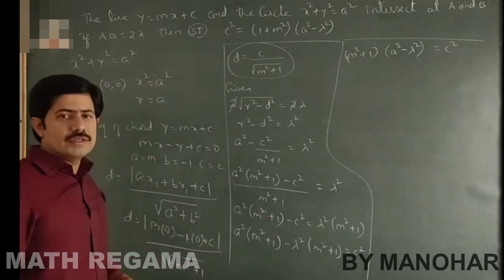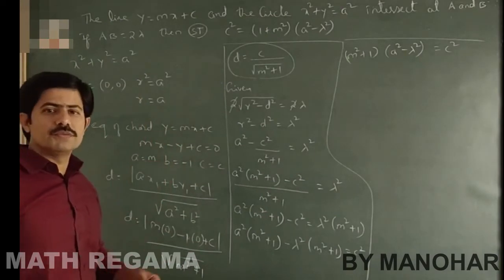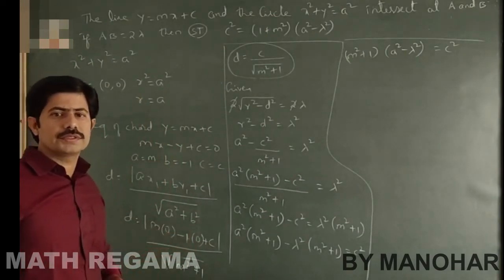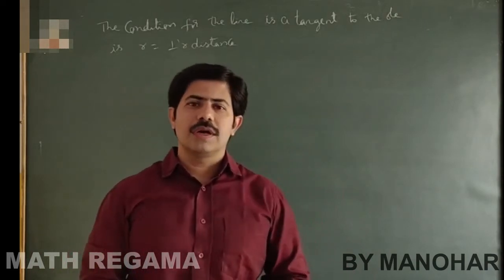Then we will substitute the values of r and d. Then we will simplify, and we will get the condition. Okay. So this problem is completed. Very, very important. So problems on chord are over now.